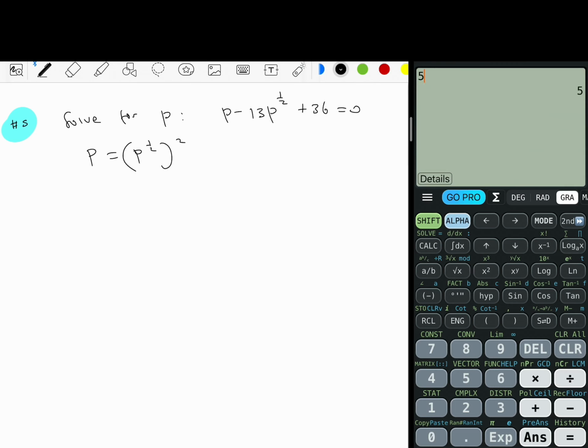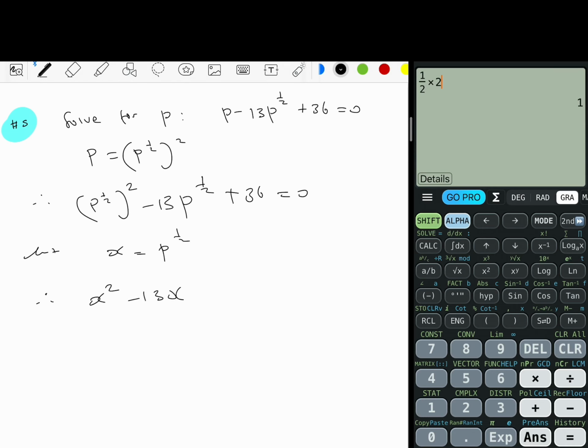Because half times 2 is 1, right? So that's basically just adding nothing. Okay, so we can have p half squared, minus 13 p half plus 36 equal to 0. Great. And then maybe we can just let x equal to p power half. And then we have x squared now is digestible.